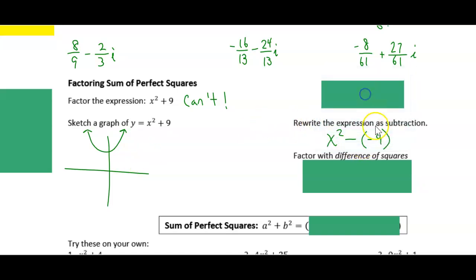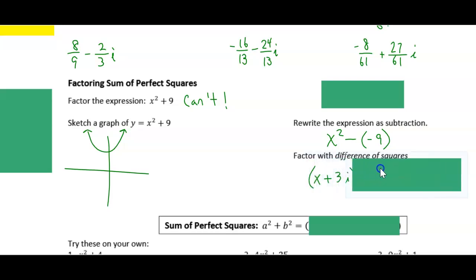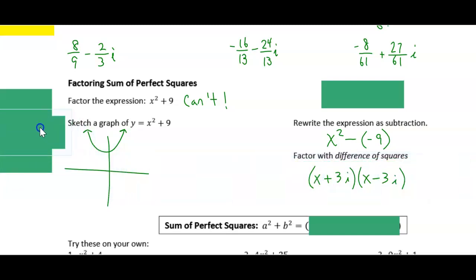If I do that, I need a double negative to be equivalent to positive 9. So now that it's a minus, now I can factor with the difference of squares. So set up your 2 parentheses and do your square roots. Square root of x squared is x, square root of negative 9 is 3i. And then you do it again with a minus. If you were to multiply this out, the minus 3xi and the plus 3xi would cancel, and 3i times negative 3i would be minus 9i squared, and that's equivalent to plus 9.